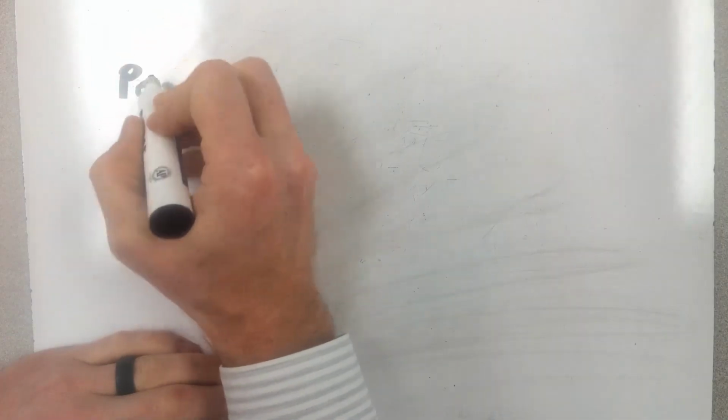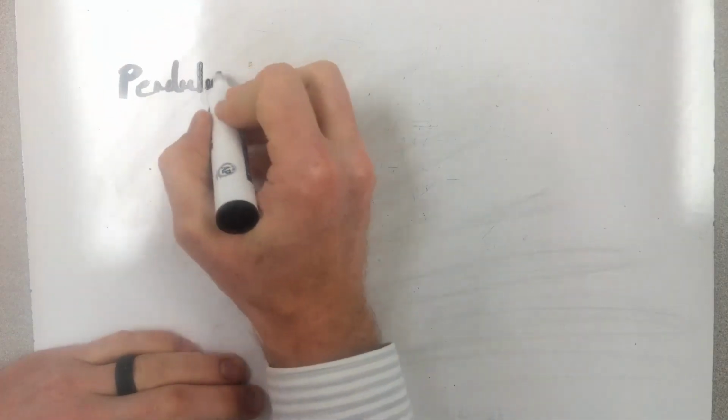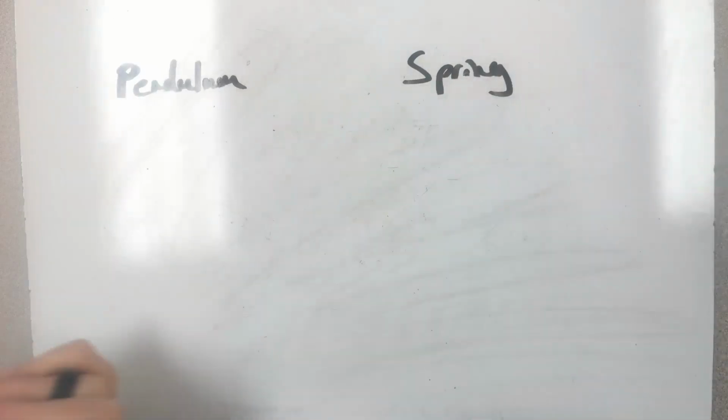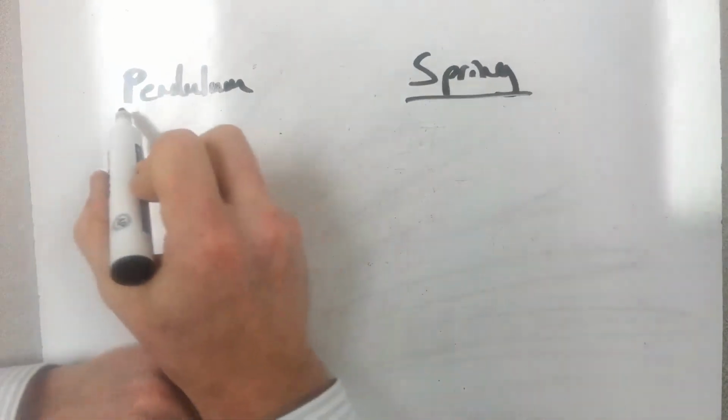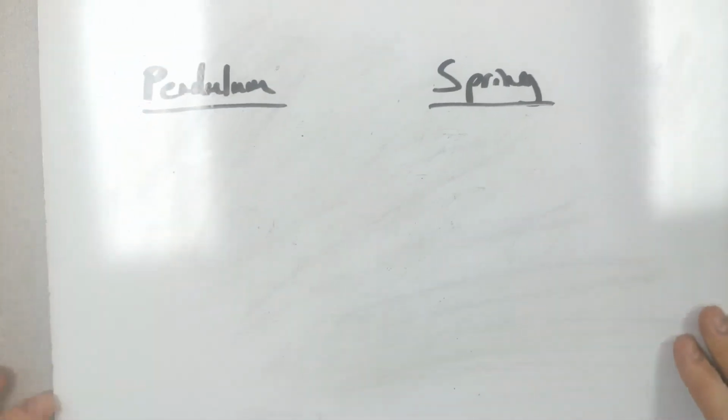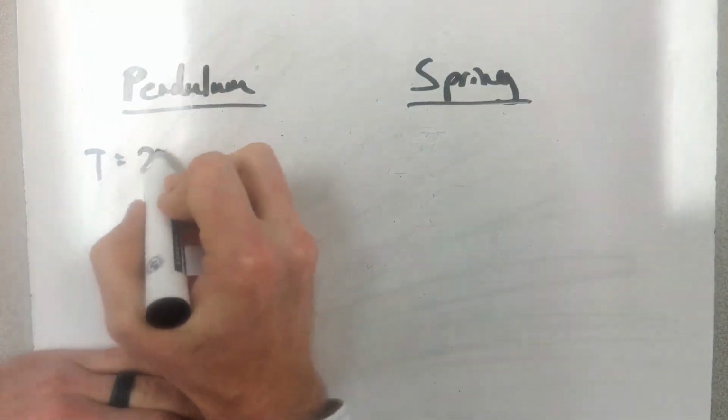Now, let's take a look at our relevant equations here. One for pendulum and one for springs. The one that we're going to use the most, for each one of these, is our period equation.